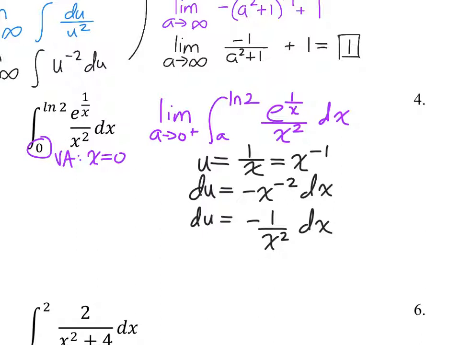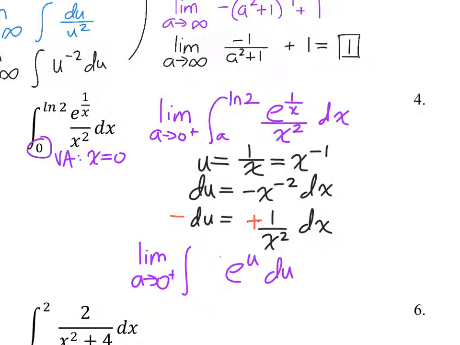Okay, so it's at this point that we know we're on the right path. Right? So I don't have a negative 1 over x squared in my integral. I have a positive, so let me just kill that negative. So negate both sides. And we'll be rocking and rolling here with a limit as a approaches 0 from the right, going from a to the natural log of 2. And this would be just e to the u du.